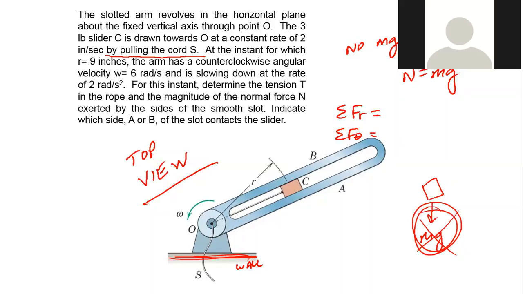Gotcha. When I was solving for the tension in this problem, I did the sum of the forces in the R direction and got T equals M times R times theta dot squared. M is given in pounds, R is given in inches, but theta dot is in radians per second. Radians is technically an SI unit, so would we have to convert that to degrees?